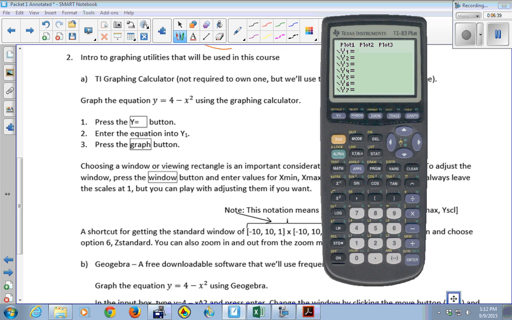Okay, so now we're in this screen. If there's anything there, you want to press clear. And then we want to enter the equation next to y1. So y1 equals 4 minus, the x button is in the upper left quadrant. It says X,T,theta,n. That's what you use for x.